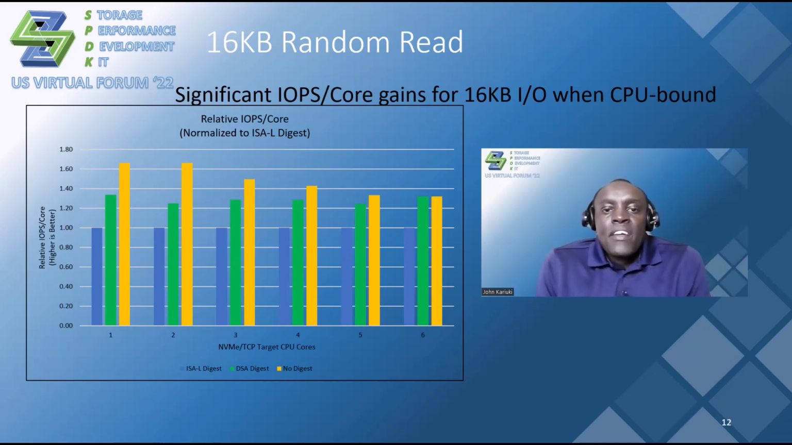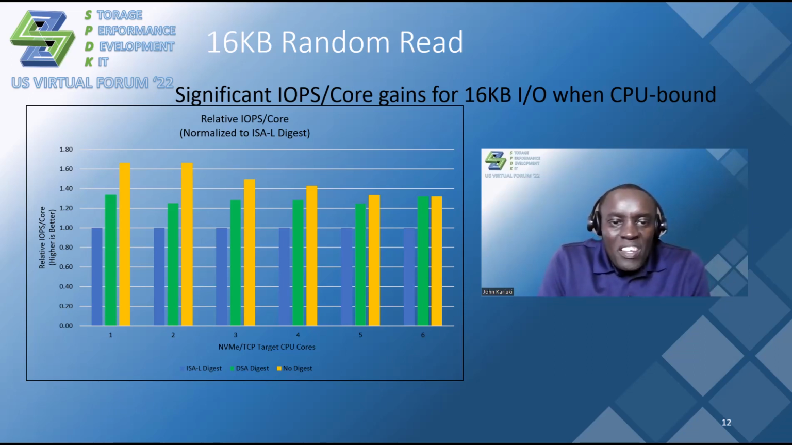So next, let's take a look at the relative performance in IOPS per core for the 16K random reads as we scaled the number of CPU cores that were used by the target from 1 until we saturated the 400 gig network. On this graph that I'm sharing, the green bars represent the IOPS per core for the target application when the target was using Intel DSA to compute the data digest versus when the target was using ISA-L, which is the blue bars. And as you can see, as we scaled the number of CPU cores used by the target from 1 to 6, we see CPU efficiency improvements of anywhere between 24 and 34% more IOPS per core when offloading that CRC32 computation to Intel DSA.